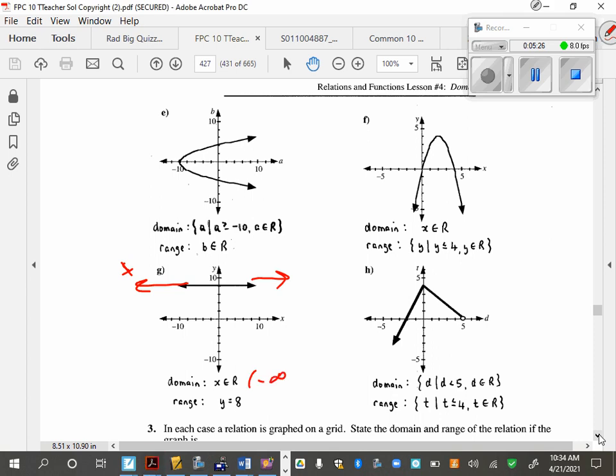Y equals 8. So what's the range? What's the Y? All these points are 8 up. So whether it's 0, 8, 3, 8, negative 8, 8, every single point has 8 for the Y coordinate. And so for the range, the only thing it can be is 8. So that's a new one. So Y equals 8. You don't need to put anything about real numbers or anything. Because Y equals 8. How would you put that in interval notation? Y equals 8.